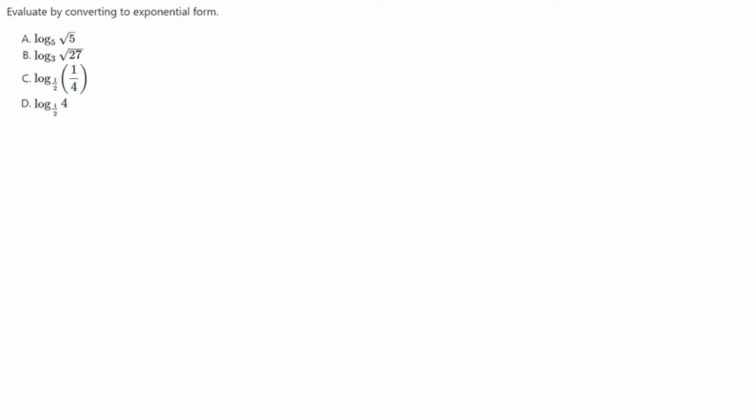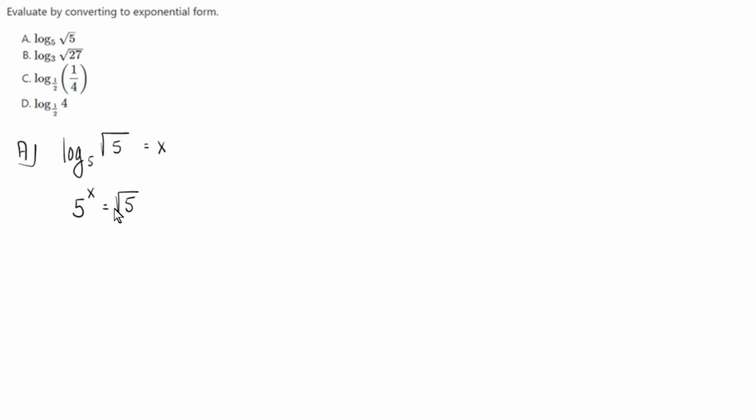Evaluate by converting to exponential form. So we start by equaling the log form to x. Then we can convert this to exponential form. It will be the base of the log to the power of the answer, so it's x, equals the argument of the log, square root of 5.